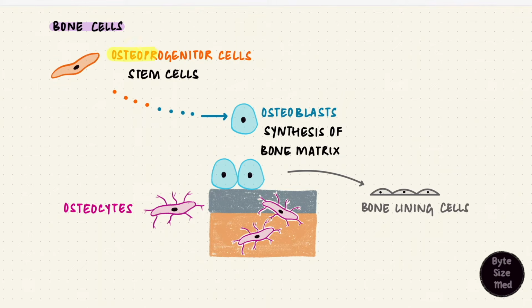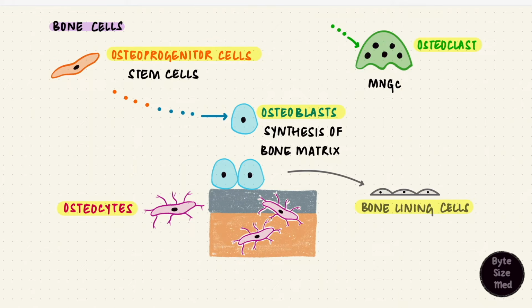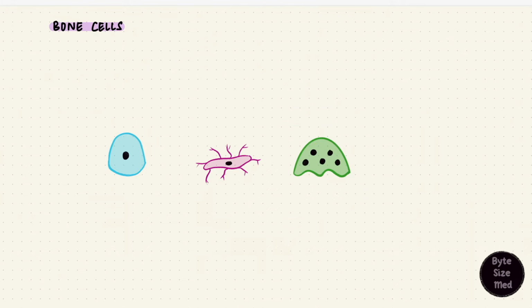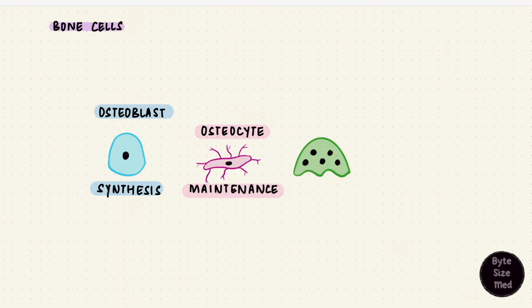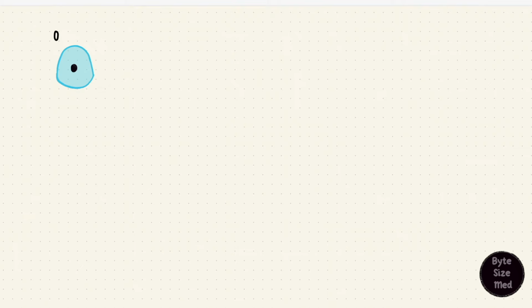So we have osteoprogenitor cells or osteogenic cells, osteoblasts, osteocytes, bone lining cells, and the final type of bone cell is the osteoclast. Now, these are multinucleated giant cells which are derived from monocytes. They are bone digesting cells. They're responsible for bone resorption. Osteoblasts synthesize the bone matrix, osteocytes maintain it, and osteoclasts destroy it.